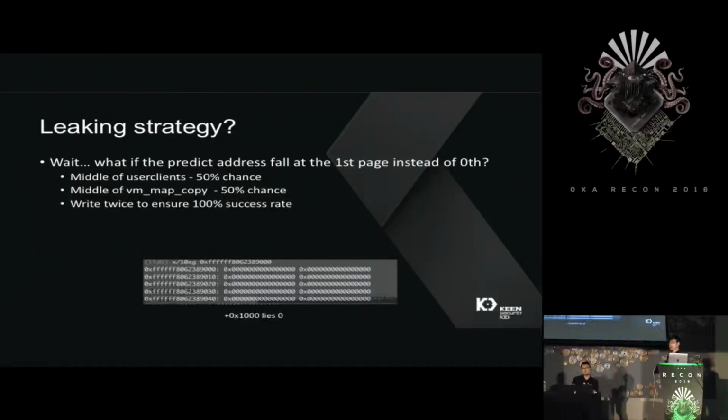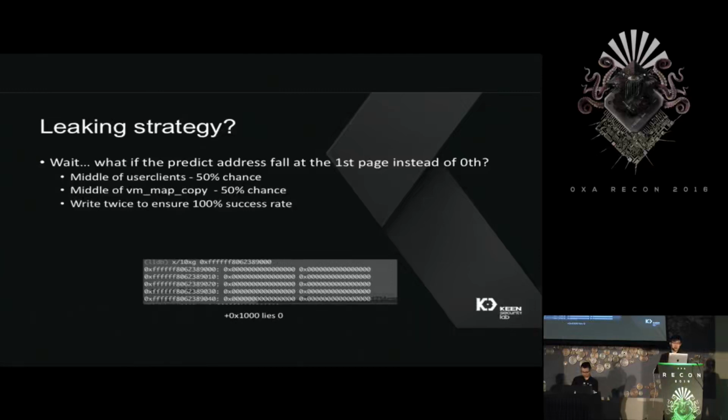It is an object whose size is double page, and you cannot say that it must fall at address A or at address A plus page size. There is a 50-50 chance for both of them. Also for the VMAP copy, you cannot ensure that the VMAP copy, whose size is double page, will fall at address B or address B plus page size. You cannot be sure of that.